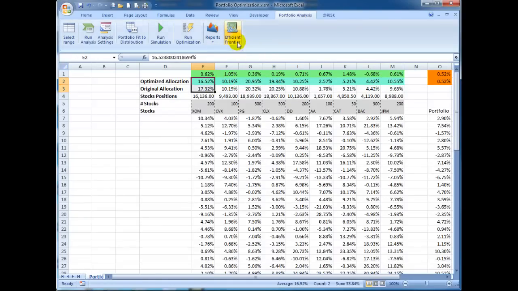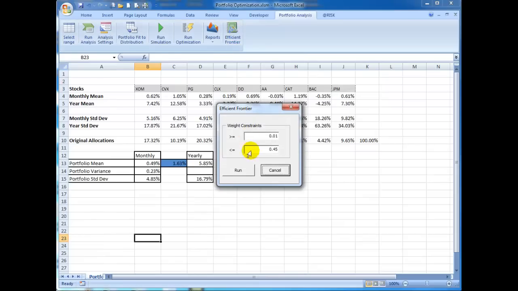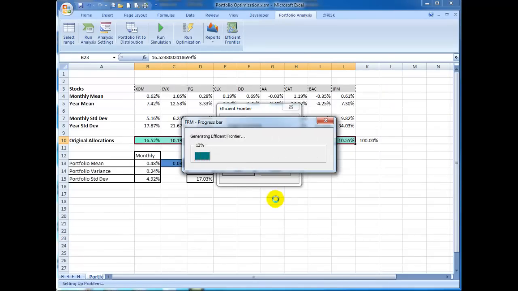The last feature is the generation of the efficient frontier for the portfolio. The efficient frontier will be generated as a graph, showing both the frontier in blue and the original portfolio as a red dot.